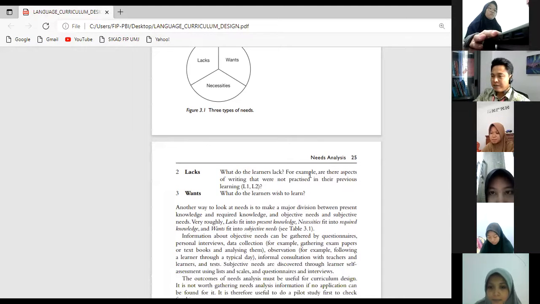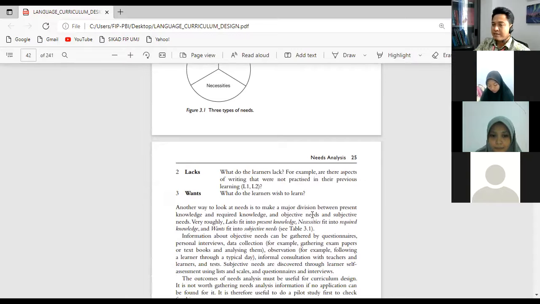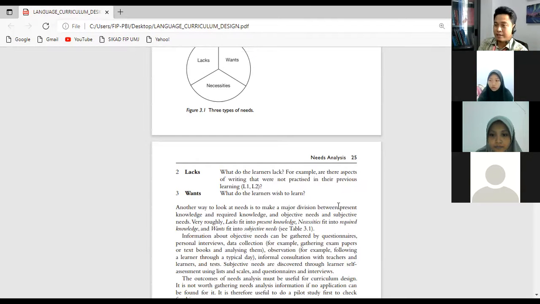And then when we have a look at this one, the next explanation, another way to look at needs is to make a major division between present knowledge and required knowledge. So present knowledge, what we called earlier prior knowledge, is what you have already mastered. That's what we call present knowledge. And then next, required knowledge. Required knowledge has several kinds of requirements, several kinds of things that you want to learn.